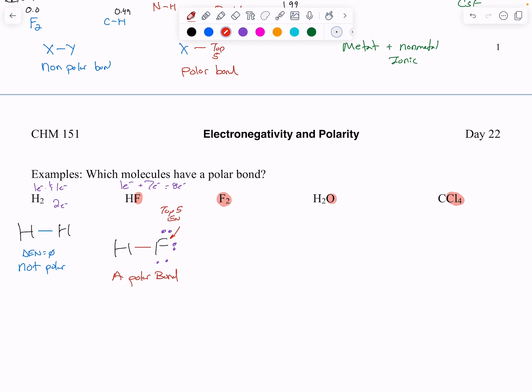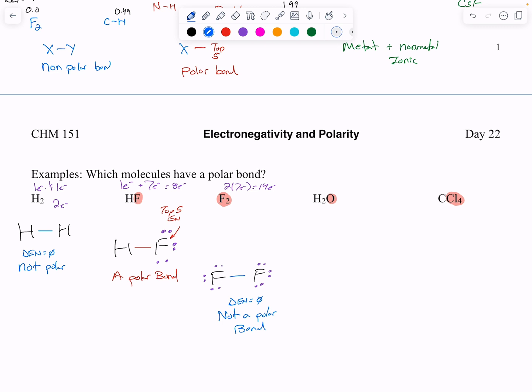F2, we have 2 times 7 electrons, so 14 electrons. 2 fluorines, F and F. 2, 4, 6, 8, 10, 12, 14. Well, delta EN here is 0. Same element, even though they're top 5s. So this is not a polar bond.